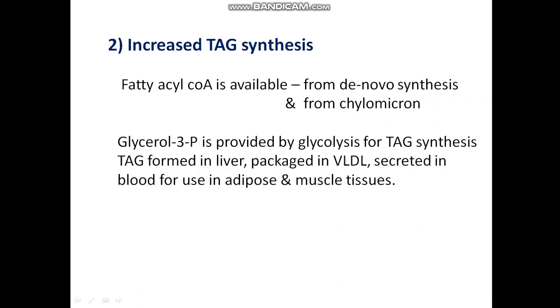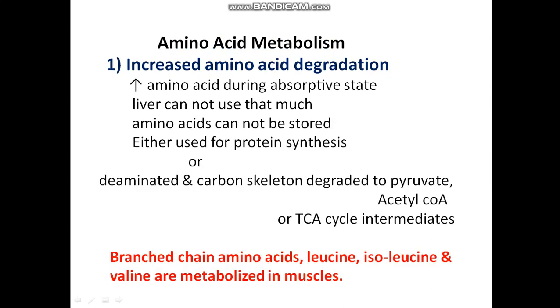Now, increased TAG synthesis, that is triacylglycerol. Fatty acyl coenzyme A is available from de novo synthesis and from chylomicrons, which are absorbed from the intestine, and glycerol 3 phosphate is provided by glycolysis for TAG synthesis. This TAG is formed in the liver, packaged in VLDL, secreted in blood, and used in adipose and muscle tissues.